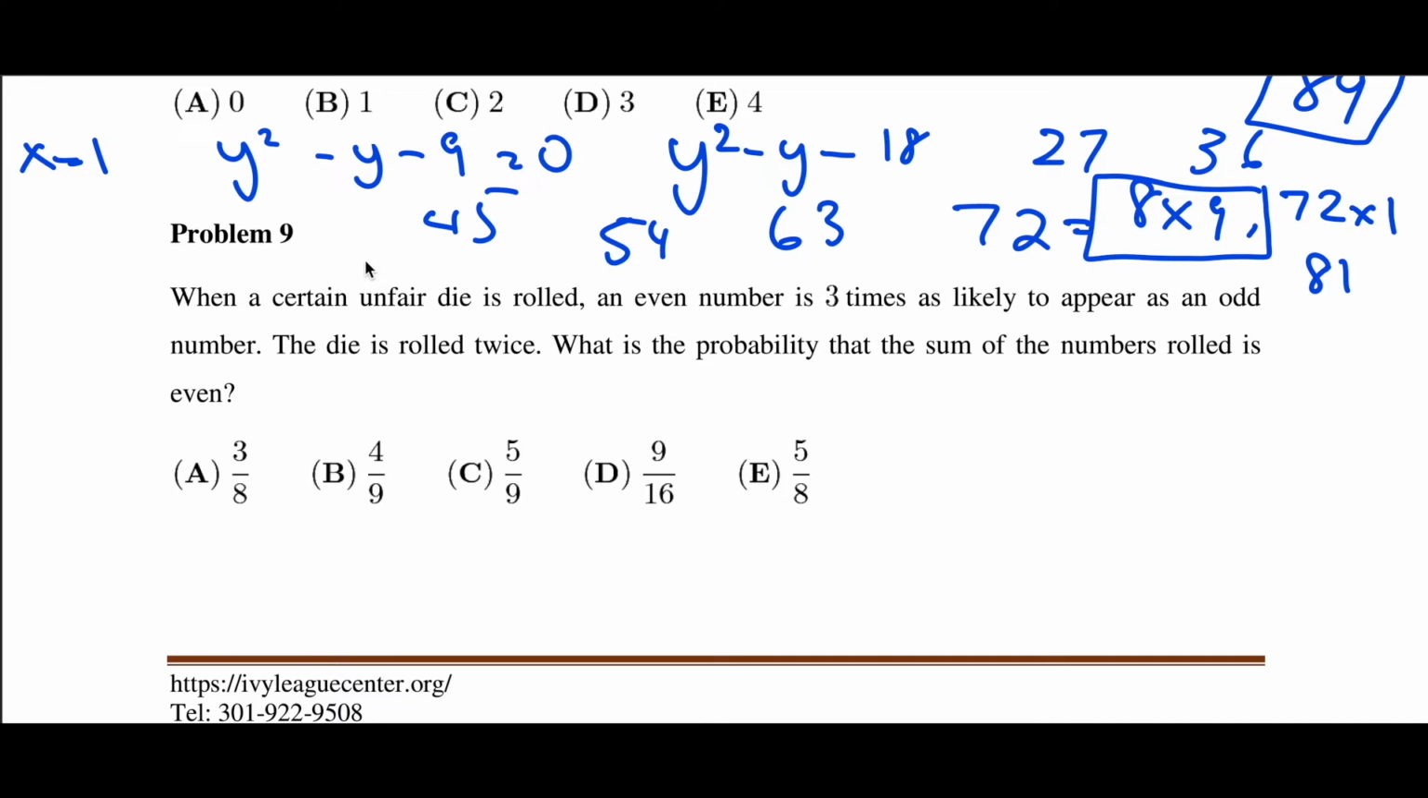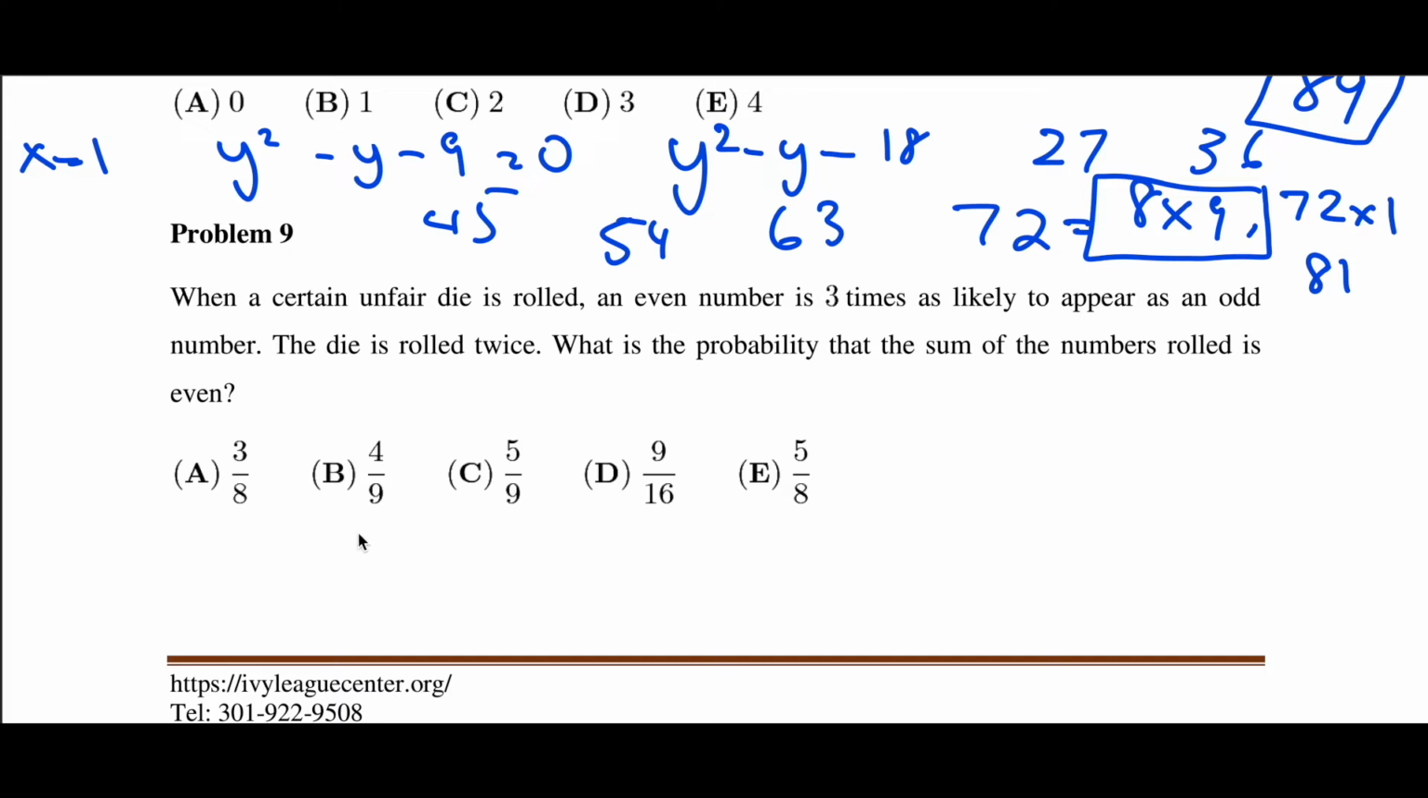To roll the dice twice and have the sum be even, the numbers must both be odd or both be even. So even and even, and odd and odd. The first case is to roll the dice twice, and the numbers are both even.